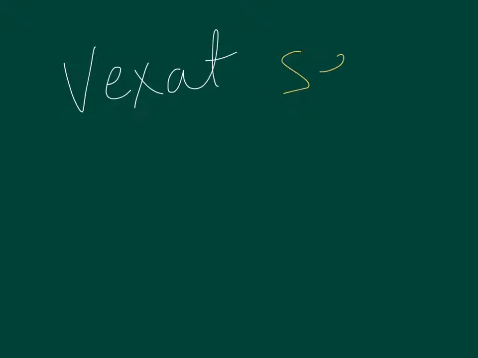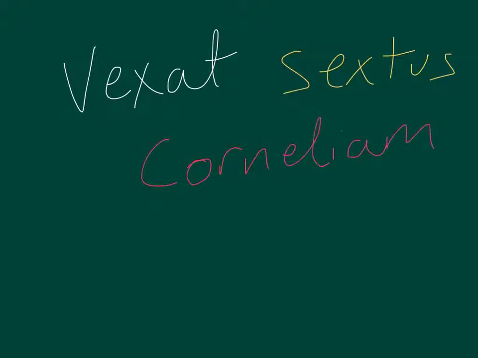And we could mess up this sentence in all sorts of ways. We could say, Vexat Sextus Corneliam. And this is vexes Sextus Cornelia. If we read that as if it were English, we wouldn't know what to make of that sentence. So we need to look at the endings. Corneliam, Sextus. We know that Cornelia is the one receiving the vexing. Sextus is the one doing the vexing. Sextus, our subject, is annoying Cornelia.